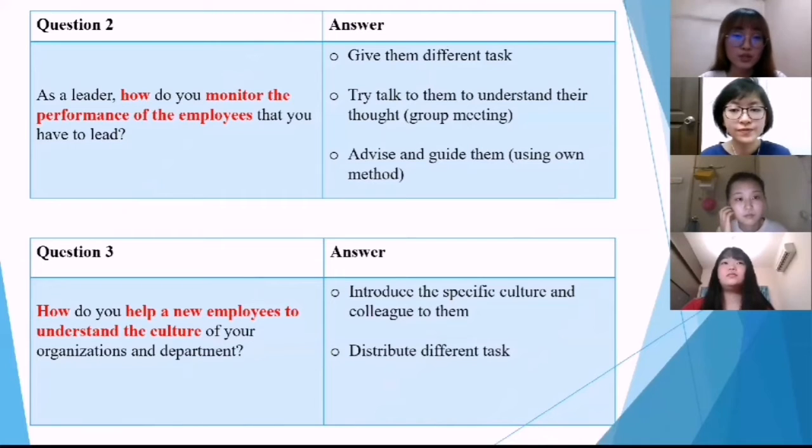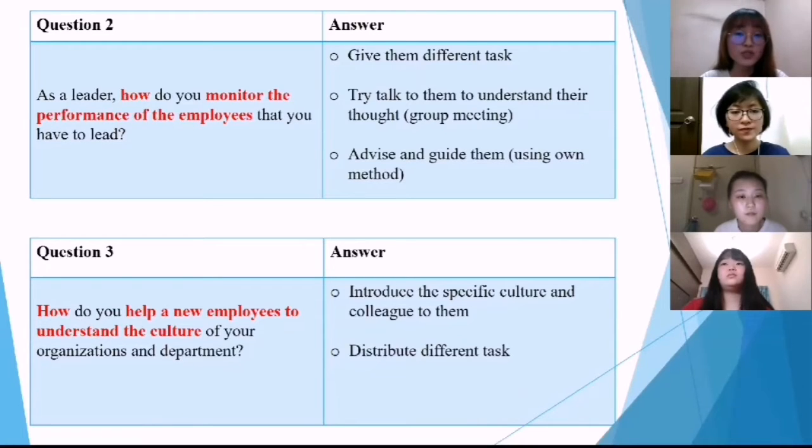Okay, the second question was, how does she monitor the performance of the employees that she leads in her team? The leader says that she will monitor each of their abilities by giving them different tasks. First of all, she will give them a clear guideline to ensure that they are competent for the task. In other ways, she always attempts to talk to the new members to understand their thoughts in a group meeting. She said that she often gives advice and guides them very well by using her own method to make sure they understand their actions and responsibilities.